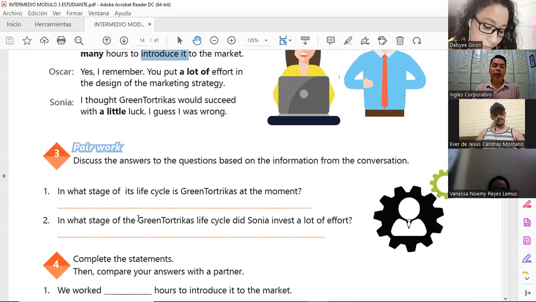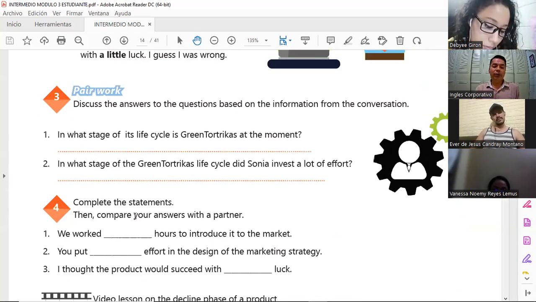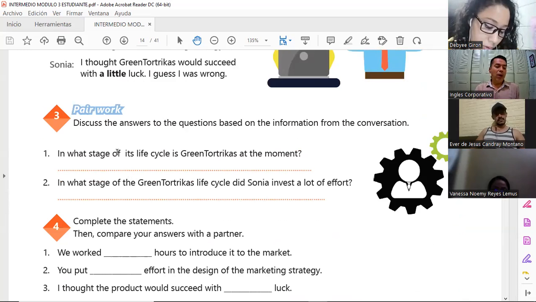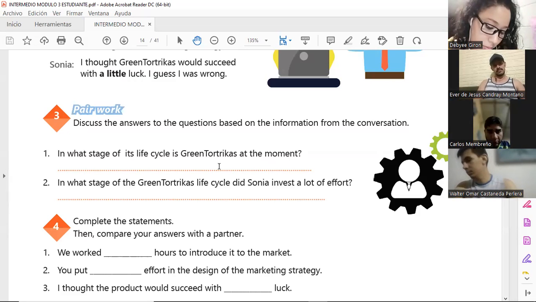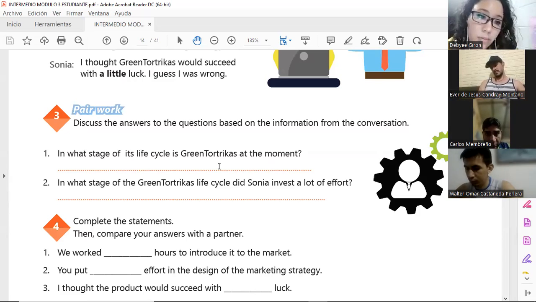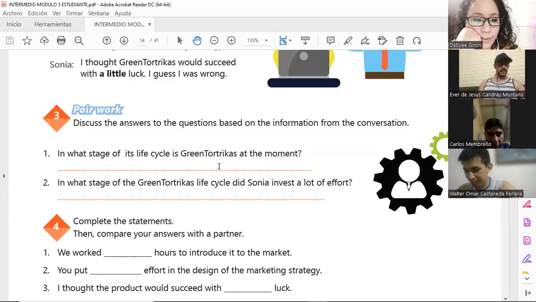Now, here I have two questions, right? No, I have more questions. In what stage of its life cycle is green tortricas at the moment? Let me see, I'm gonna ask Trini, please. What stage: market introduction, growth, maturity, or decline? Trini?